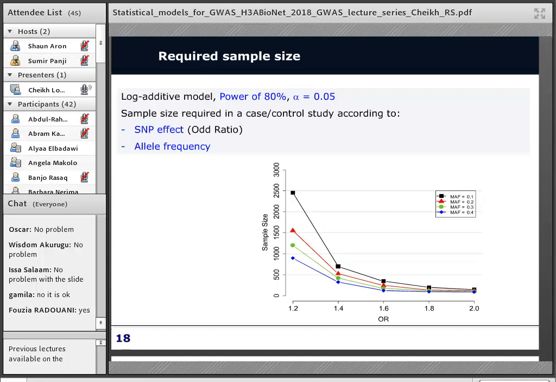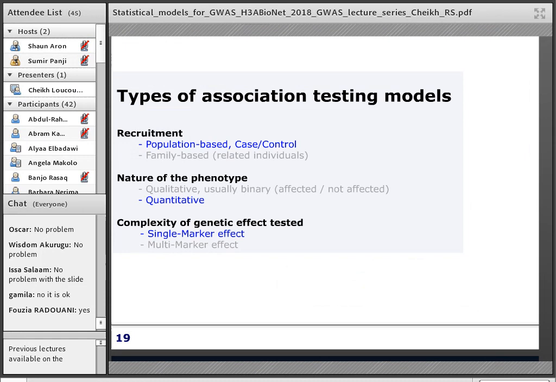Okay, and here you can see that if you have extreme value for the minor allele frequency, or if you have low effect size, you will need more samples if you want to keep your power at 80%, for example. And I think you had this type of representation in the course of Professor Michel Ramsey also.